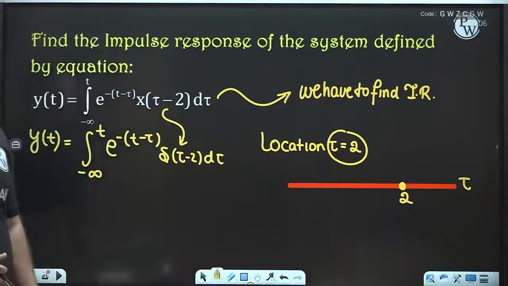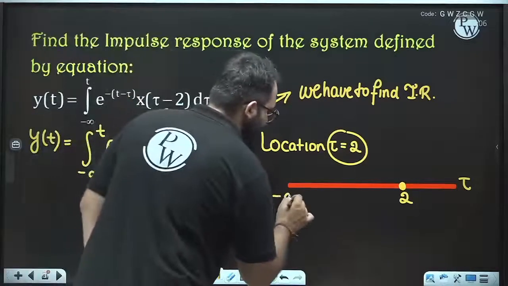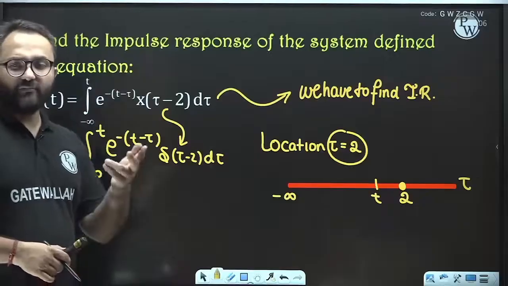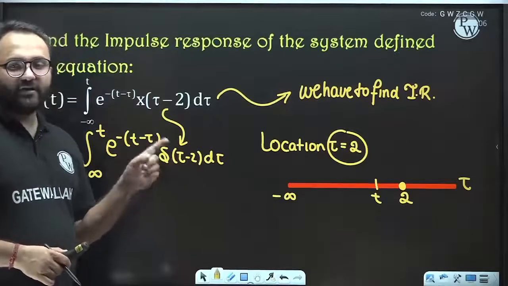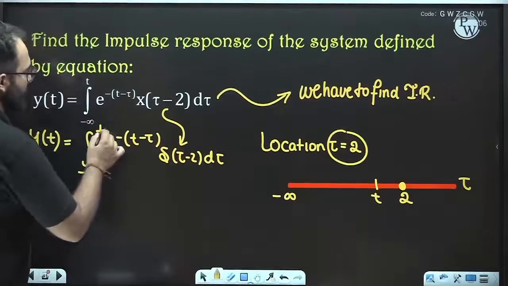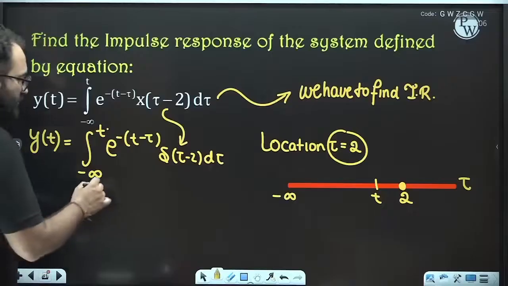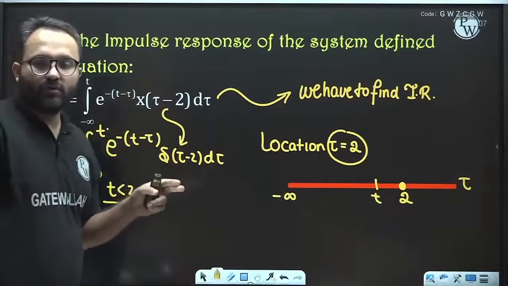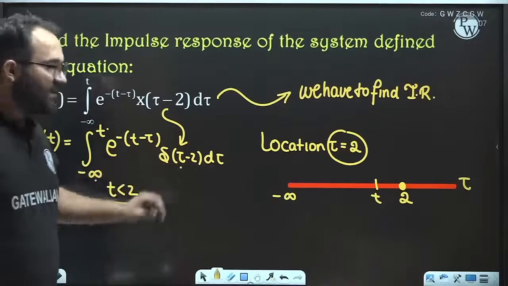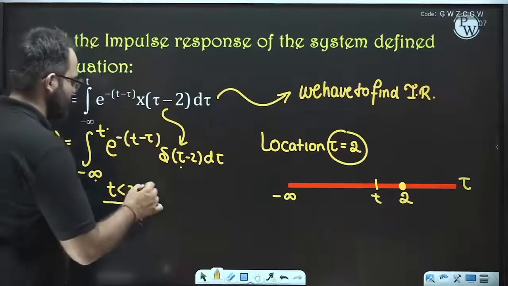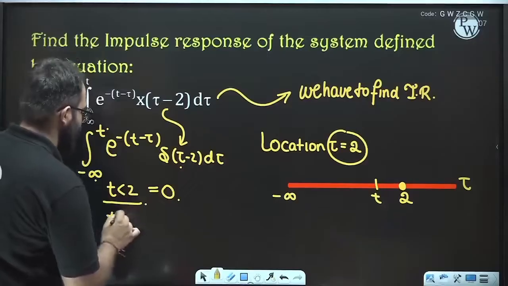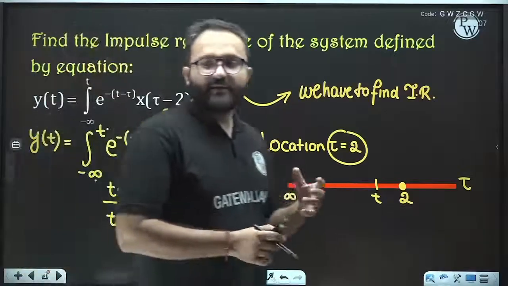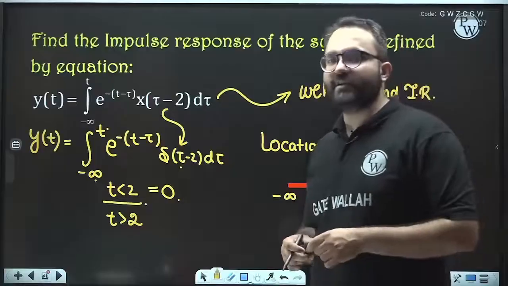Okay. Now, since we are integrating from minus infinity to variable t, there can be two cases: t is less than 2 and t is greater than 2. If t is less than 2, obviously delta is outside the integration limit and the answer will be 0. And if t is greater than 2, then delta is within the integration limits.